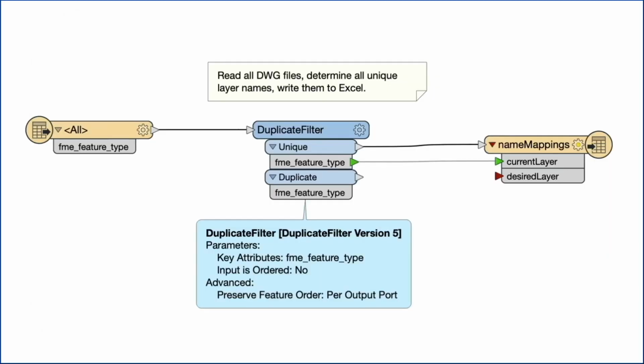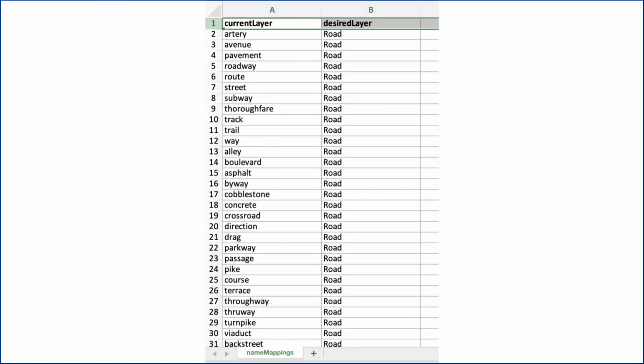And then what we can do is take that merged thing and use something called a duplicate filter and give us only a spreadsheet of all the current layers, all the unique layers that there were in there. And I'm looking into the future because a human will then go and give us the desired layer mapping. So we're going to use Excel as kind of our stopping point. So here's a CAD to Excel translation. Of course, we're throwing away all the geometry, and all we're getting is a list of all the unique layer names. And here we go, looking at it in Excel. The current layers are all these different things, and I've called them all road on the way out.